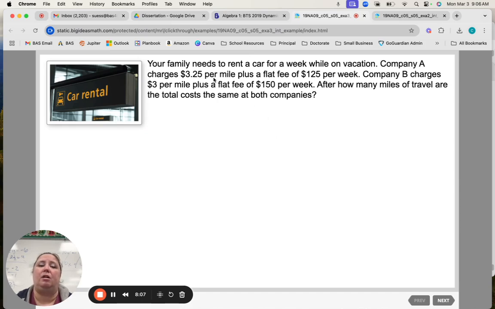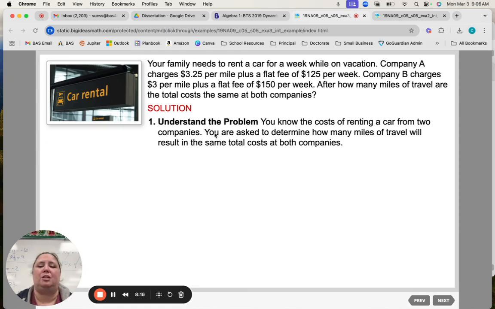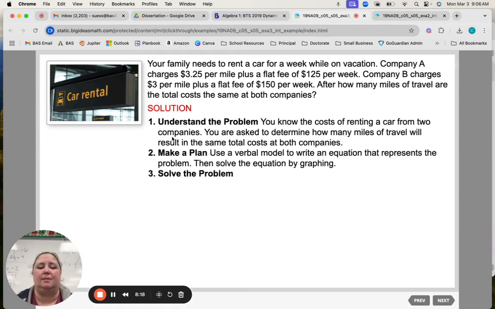When you hear per whatever, what is that telling you? That's your slope. I'm so proud of y'all. Y'all can turn word problems. Just watch me. Don't worry about your computers.